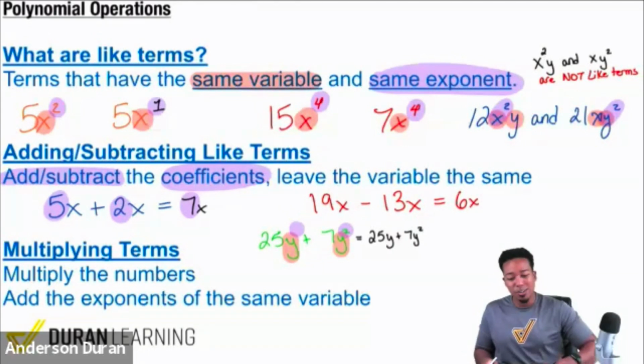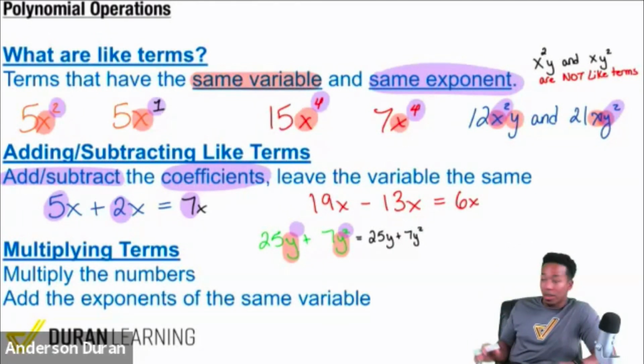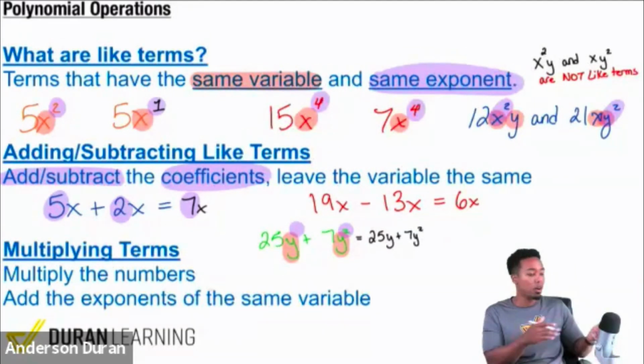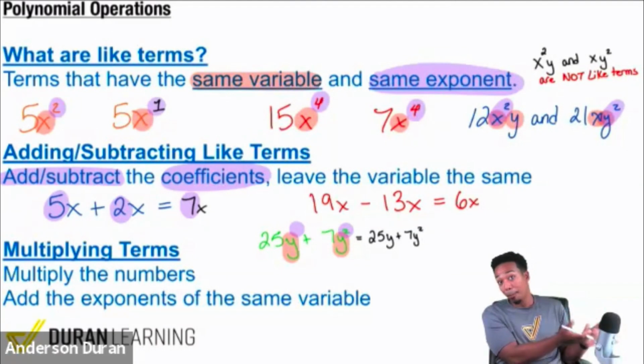So let's go ahead here, write that down as needed. And now let's get into the last one here, multiplying terms. And so there is a rule for dividing terms. It's literally the opposite of multiplying.